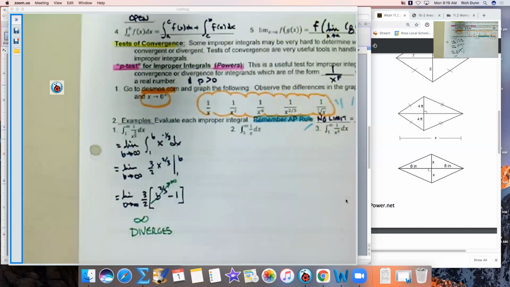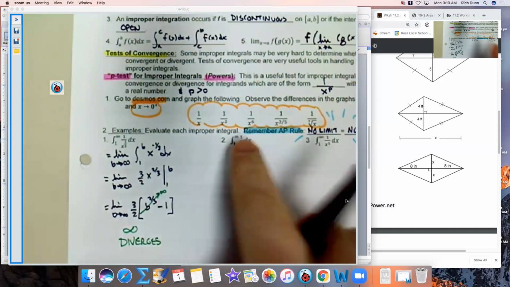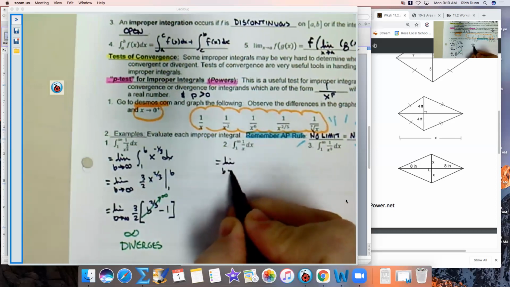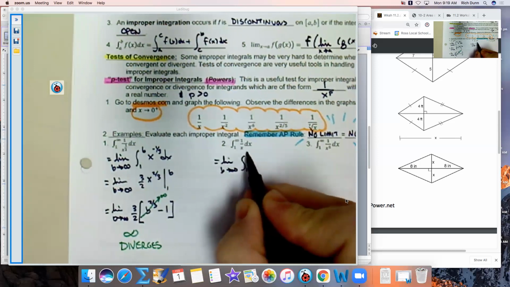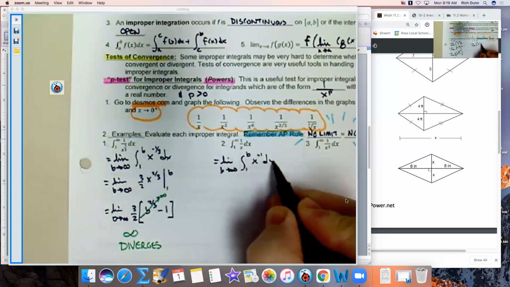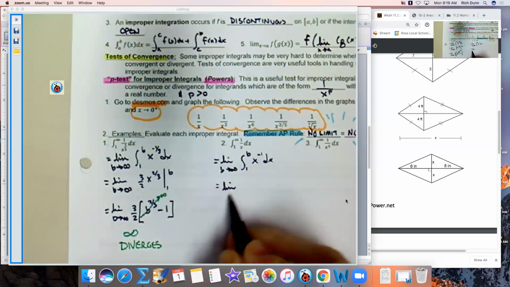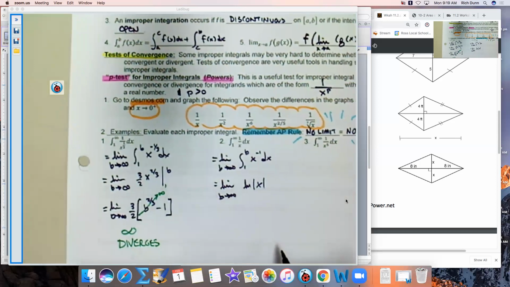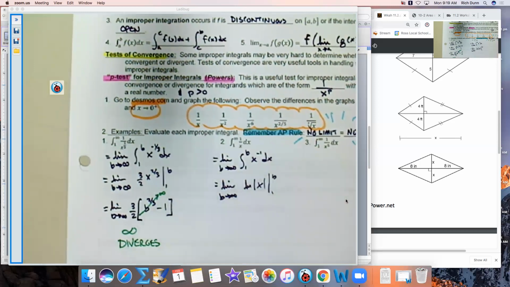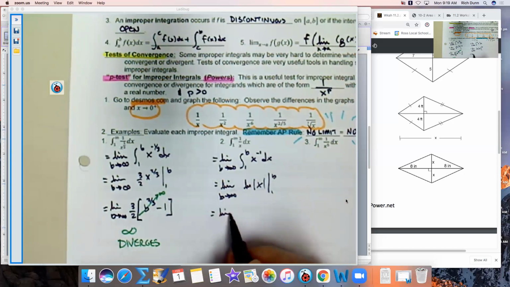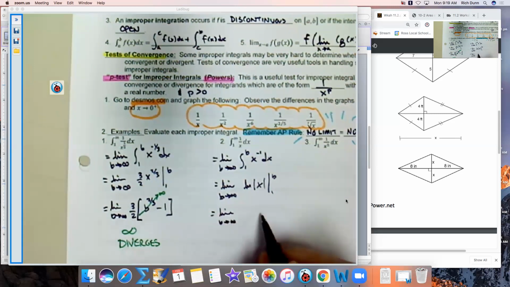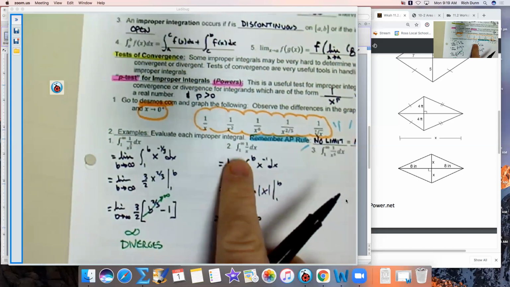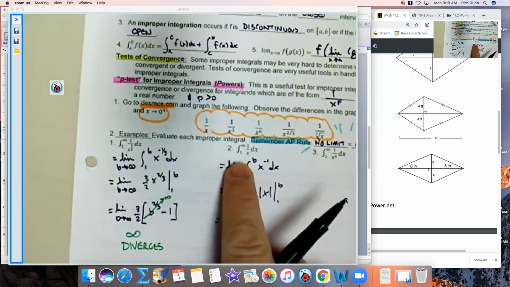Let's take a look at our next example. Same thing, b is going to infinity. So I'll write the limit as b goes to infinity from 1 to b of x to the negative first dx. That, of course, is our natural log of the absolute value of x, antiderivative. We still haven't taken our limit yet until we have substituted in b. So this will be the natural log of b. b is definitely a positive number.